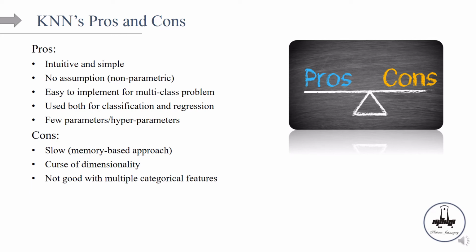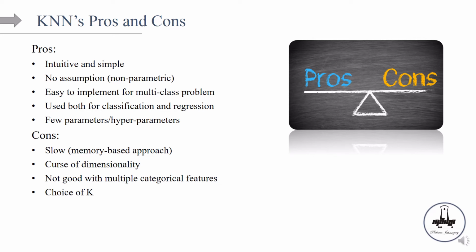It is also not good with multiple categorical features, and the reason is that when we have multiple categorical features, the choice of distance metric becomes very subjective, right? Should we use Euclidean distance? Should we use Manhattan distance? We're going to see that the answer is, in some cases, very different from each other, because we are dealing with multiple categorical variables, and calculating the distance becomes subjective.